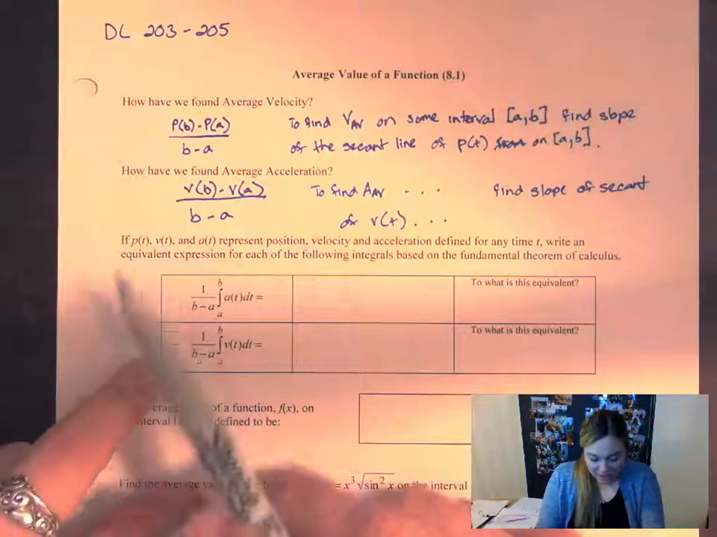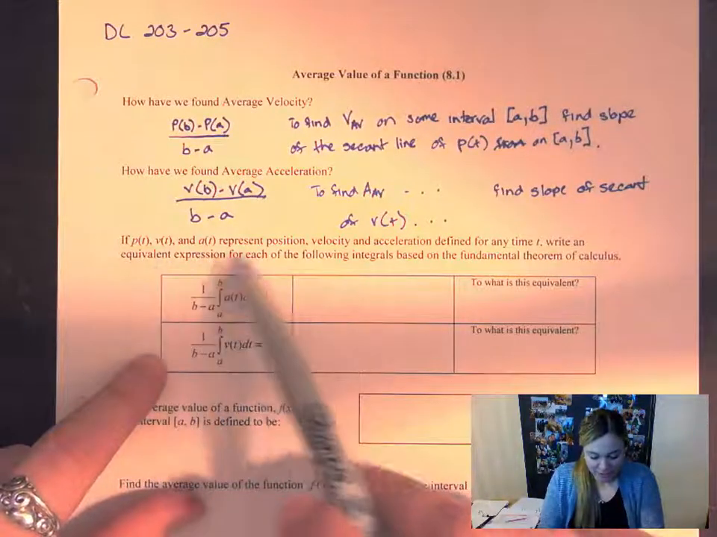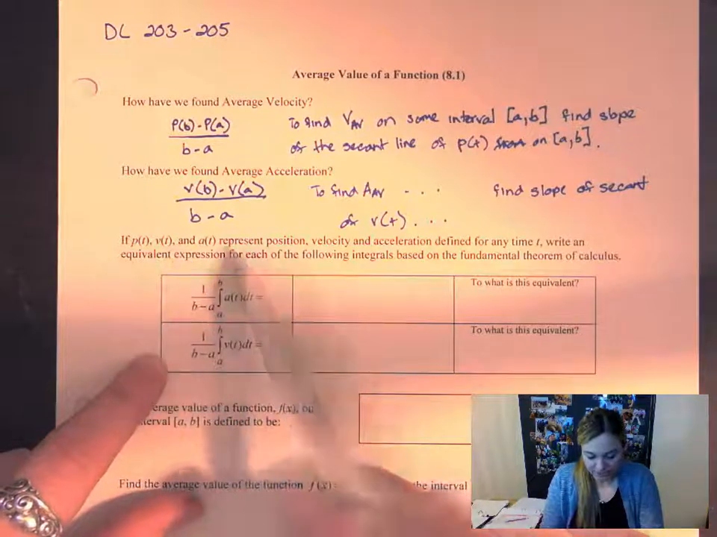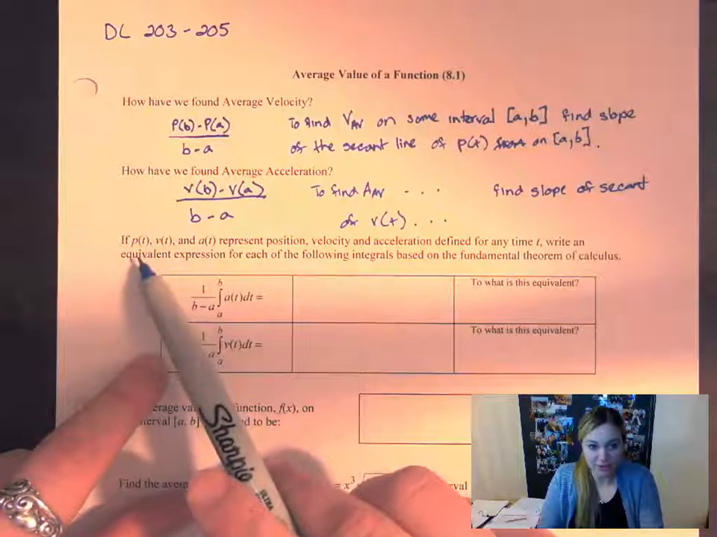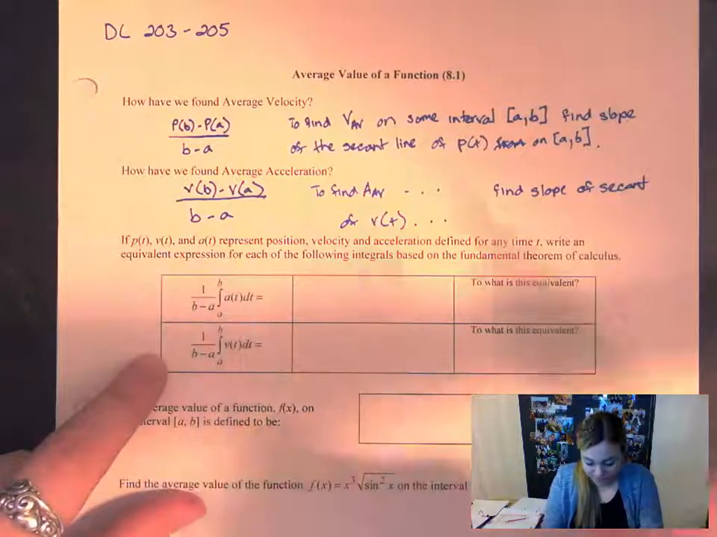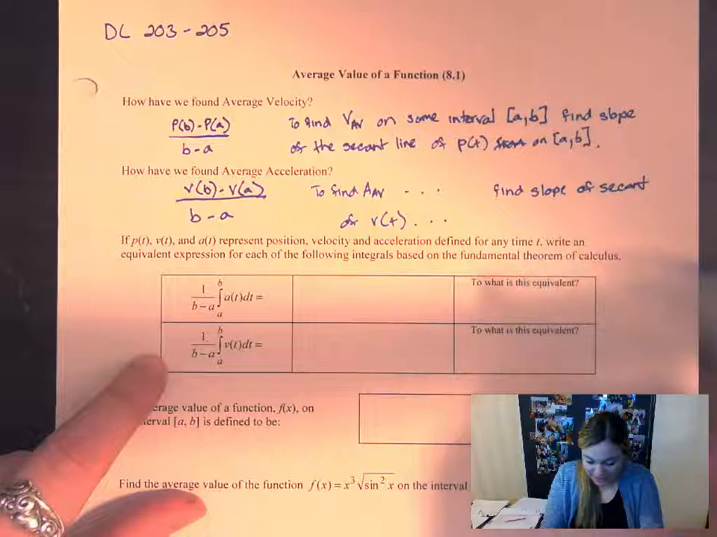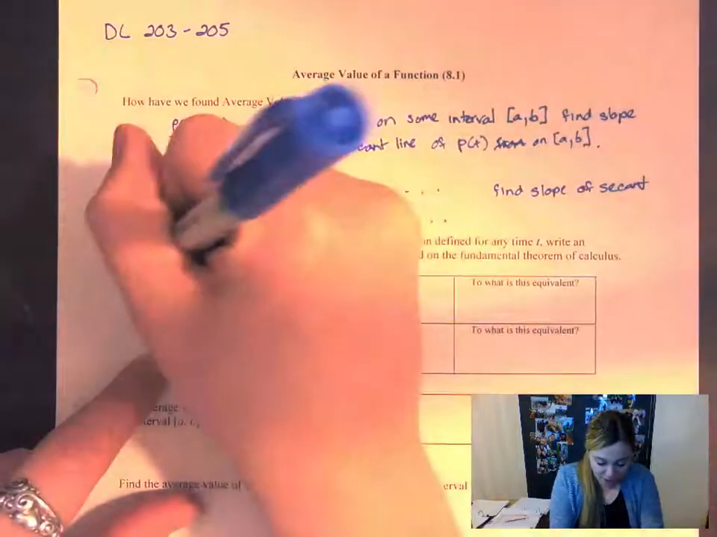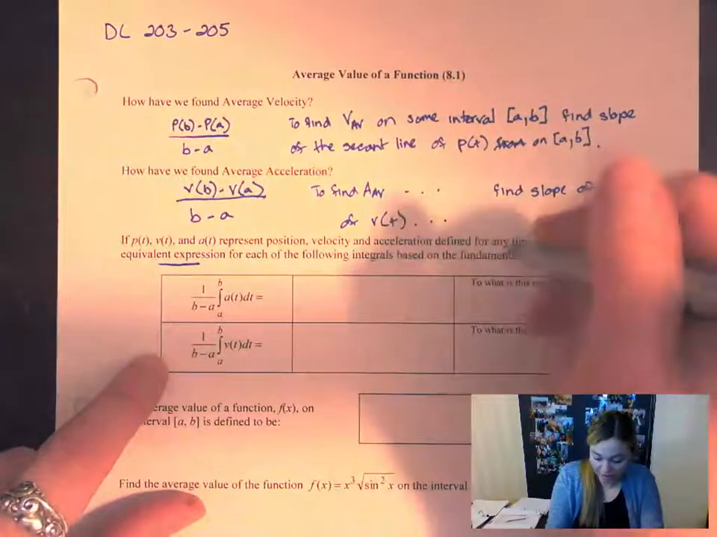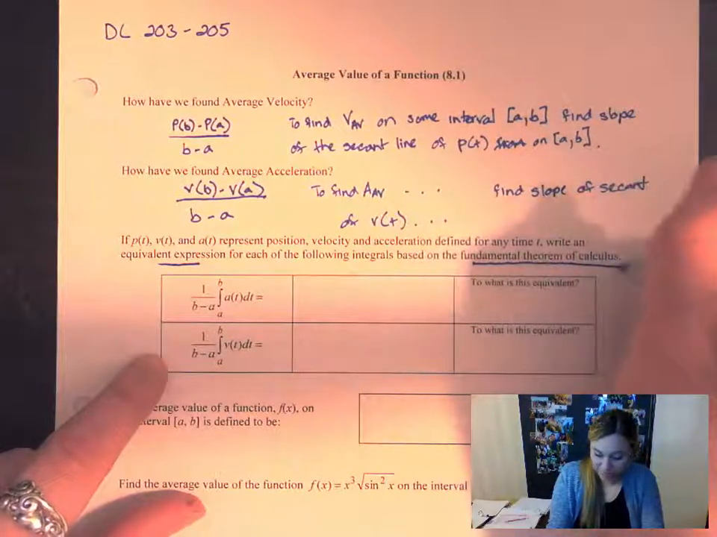And now we're going to think about if P of T, V of T, and A of T represent position, velocity, and acceleration. So position, velocity, acceleration. And remember that position, if you take the derivative, you get velocity. If you take the derivative of velocity, you get acceleration. For any time t, write an equivalent expression of each of the following integrals, based on the fundamental theorem of calculus. We can do that.